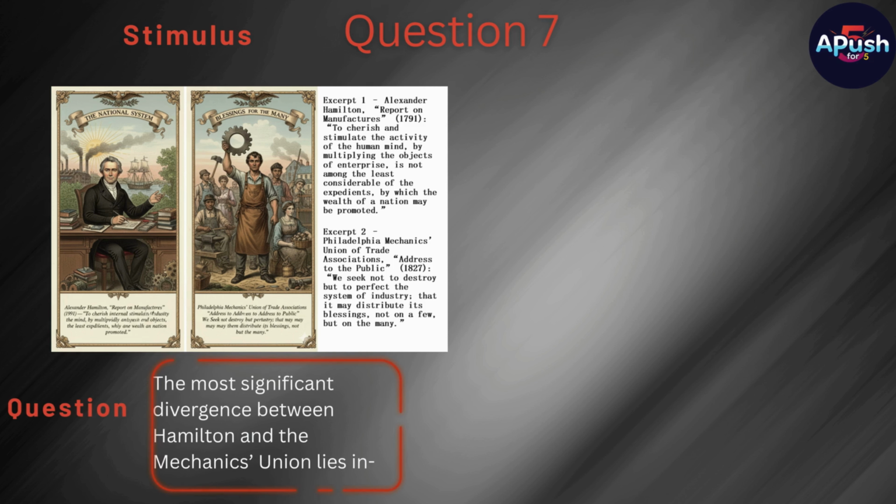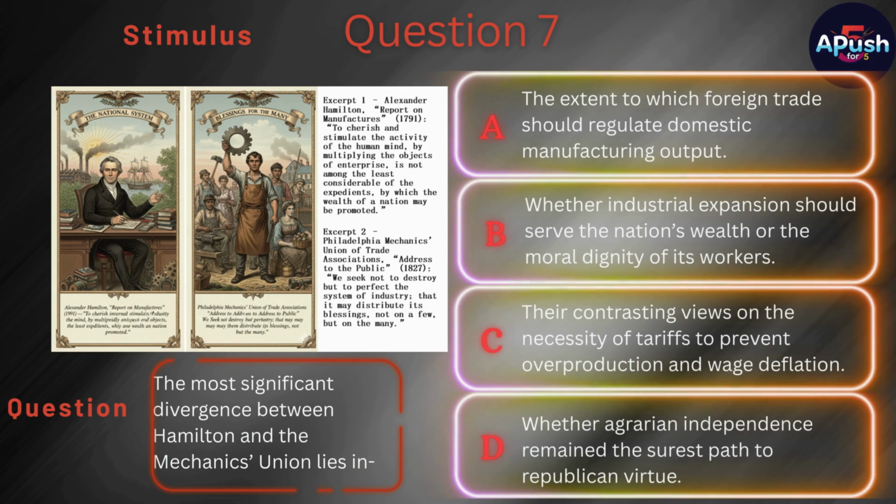Question. The most significant divergence between Hamilton and the Mechanics' Union lies in A. The extent to which foreign trade should regulate domestic manufacturing output. B. Whether industrial expansion should serve the nation's wealth or the moral dignity of its workers. C. Their contrasting views on the necessity of tariffs to prevent overproduction and wage deflation. D. Whether agrarian independence remained the surest path to Republican virtue.